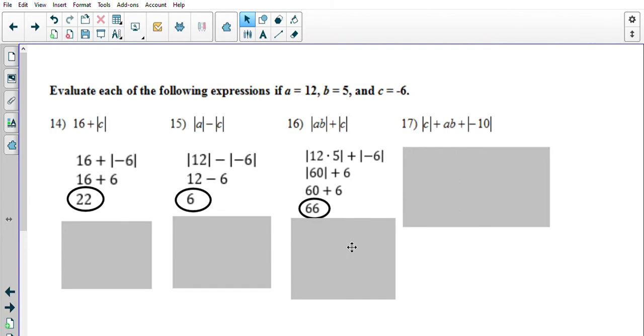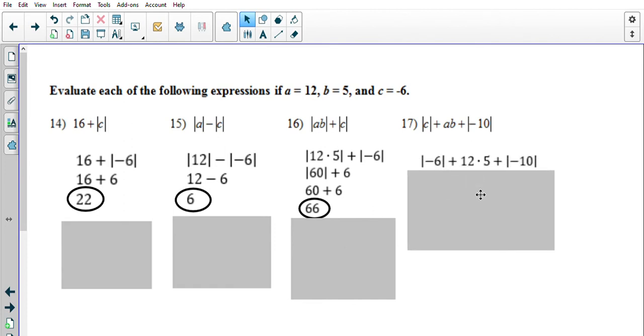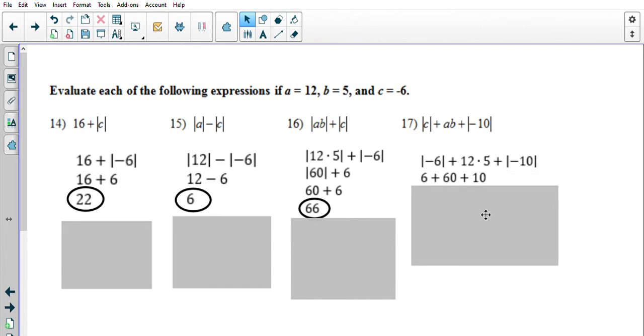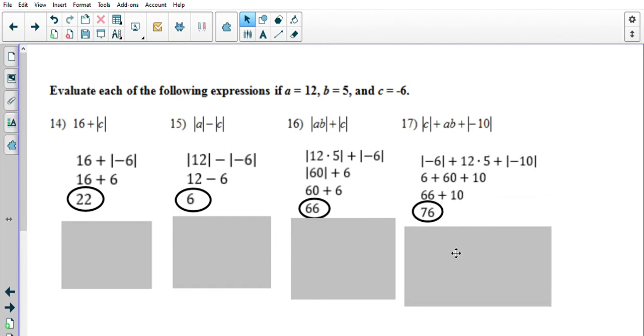Finally, from this group, absolute value of C is going to be absolute value of negative 6, plus AB is 12 times 5 again, plus absolute value of negative 10. So I did the absolute values and multiplication at once. Absolute value of negative 6 is 6. 12 times 5 is 60. Absolute value of negative 10 is 10. I added from left to right. 6 plus 60 is 66, plus 10 is 76. You can add all three at once. You can do 60 plus 10 to get 70, add 6 to get 76, whatever works best for you, because addition we can do in any order we want.